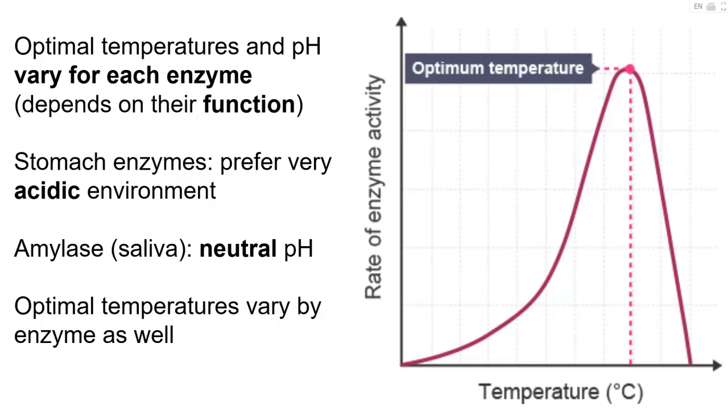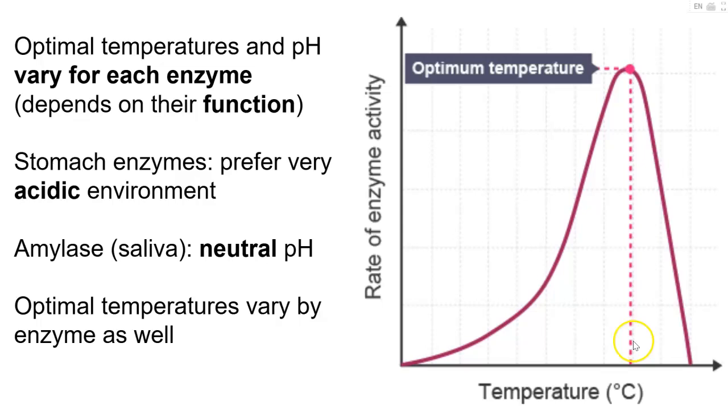It's the same thing for where we might find organisms in the world. Some are found in really hot climates, others are in really cold climates. We're going to see an example of some of those in just a second. Stomach enzymes prefer a very acidic environment. Amylase, which some of you experienced if you eat starch, right, rice or crackers or bread, your amylase enzymes in your saliva will break down the carbohydrates. These prefer a very neutral pH.